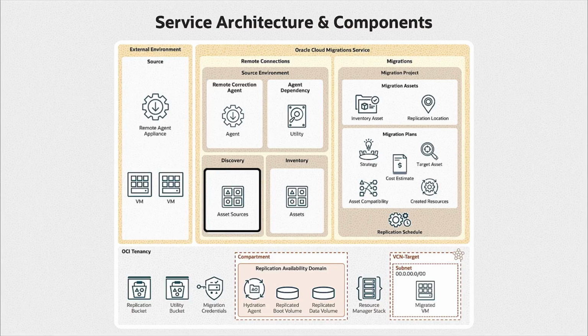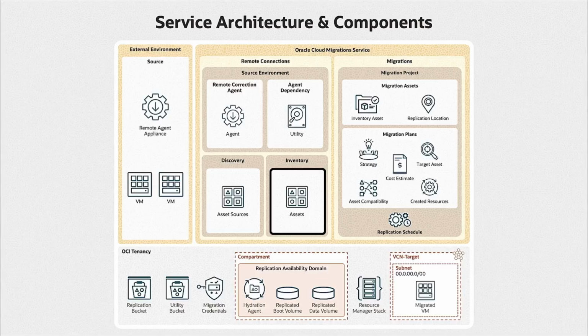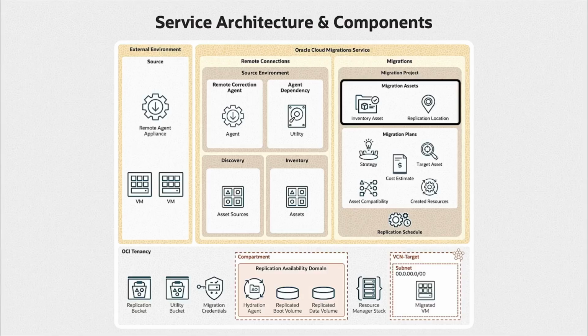The asset source is where you start the discovery process. You can discover on demand or on scheduled intervals, and that gets the discovered data into the inventory. Those inventory assets are used for review purposes, grouping and organizing them based on the application function. Then the migration project is created, defining which inventory assets are to be migrated and an object storage bucket as the replication location. Both of these selections become part of your migration asset in a migration project.